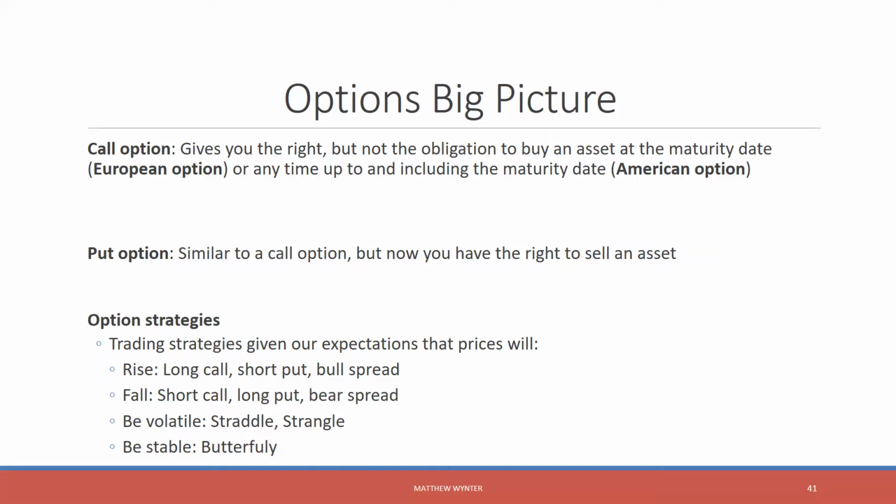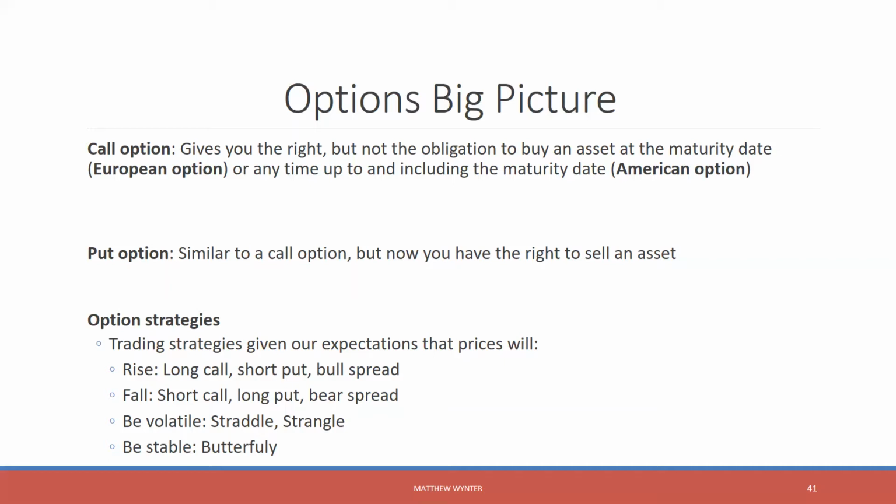So if you think the price is going to fall, you can short the call, you can long the put, or you can do a bear spread. And if you think the price is going to be volatile, it's going to move around a lot, we said that you could do a straddle or strangle. Hopefully you're comfortable with what those two option strategies are, and you understand why one would be cheaper than the other. Lastly, if you think the security price, the underlying, is going to be stable, then you can do a butterfly. You can basically bet on the stability.